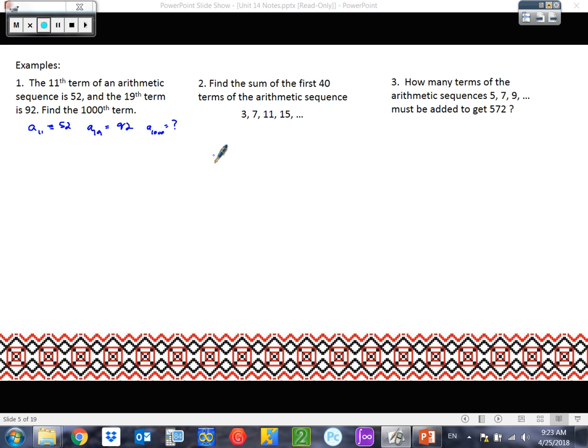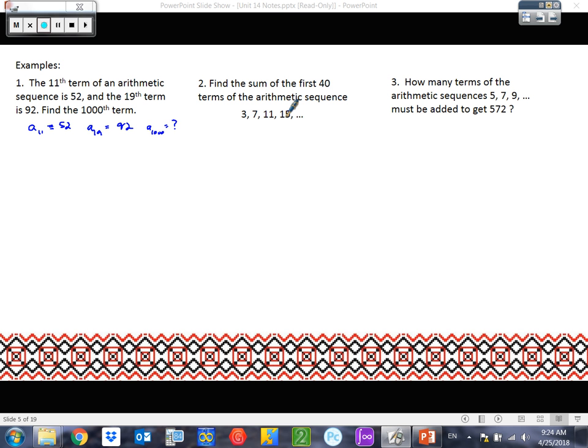So in order to find the 1000th term, I only have the 19th term. If I find the common difference, do I really want to add that many times to get to 1000? No, we don't want to do that. So we really need the formula. We need the explicit formula for this particular sequence. So let's start with the common difference.